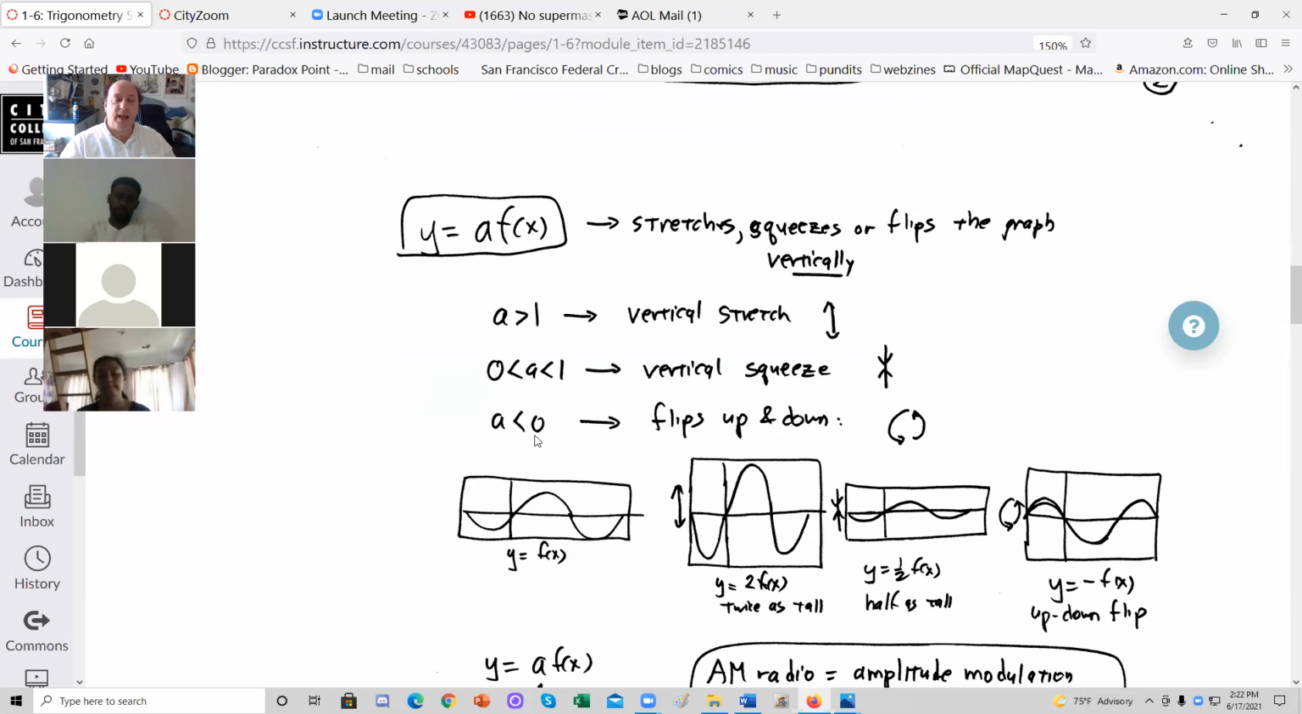And if a is less than 0, then it flips up and down. So here, this is y equals f of x, and here's y equals minus f of x. It flips up or down. As you can see, this goes up, then down, then up. This goes down, then up, then down.